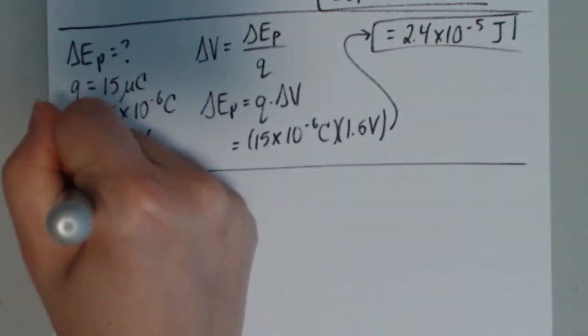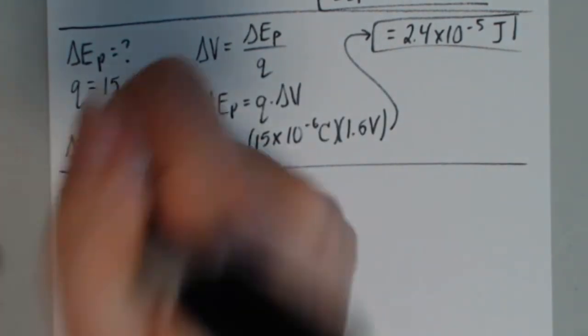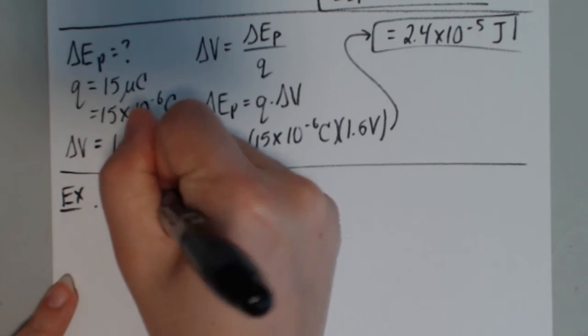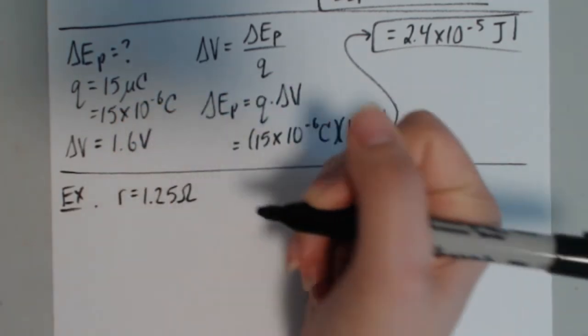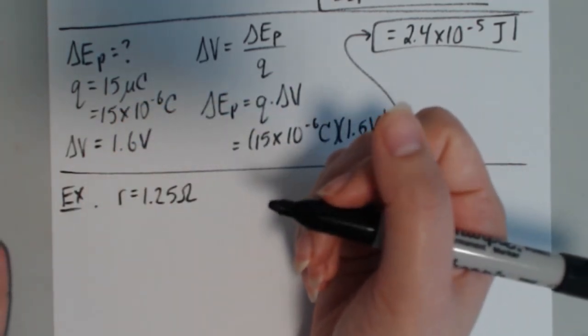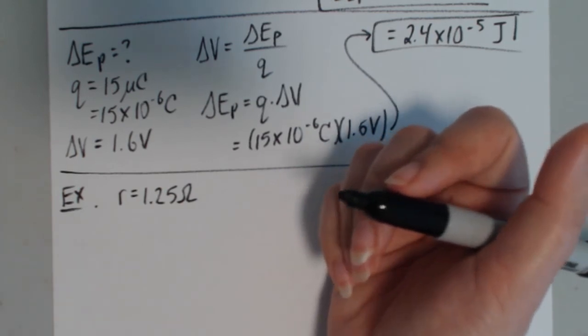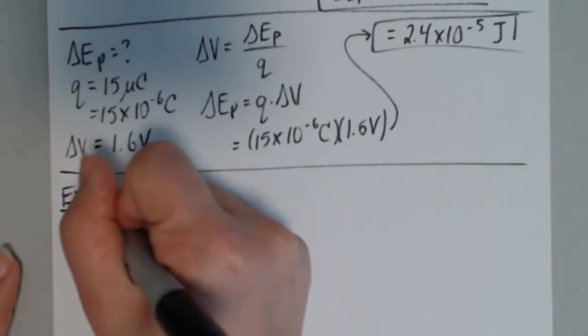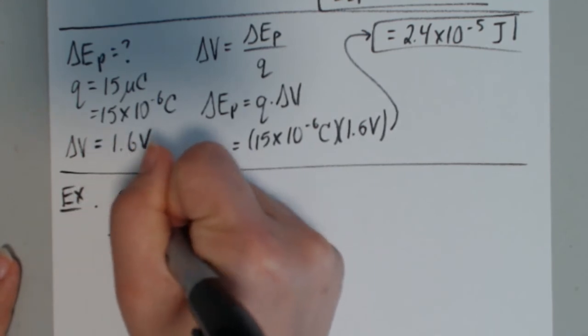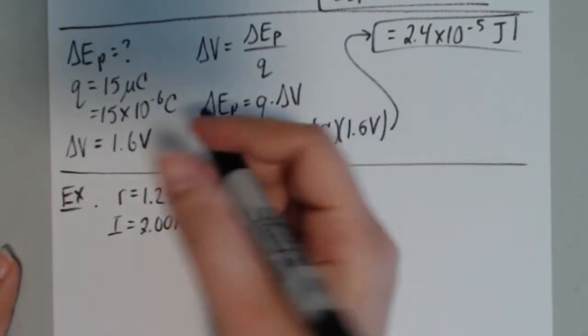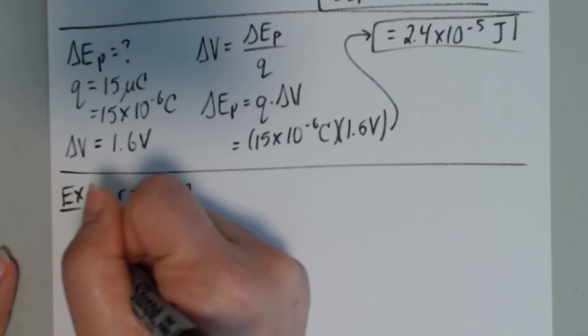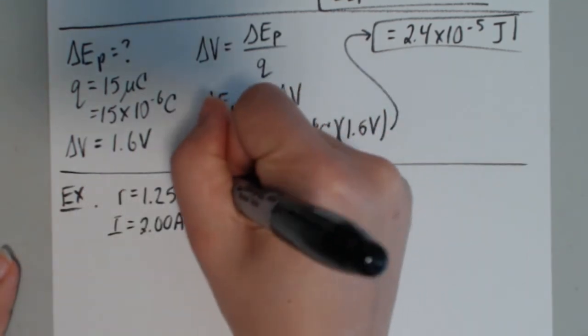All right, example. So the internal resistance of the battery is 1.25 ohms. Notice it's pretty small compared to the other resistances we've seen. Of course, it's not going to be huge, but it's still there, and it's something that we usually shouldn't ignore. I is equal to 2.00 amperes, and we're looking for the rate of heat production.